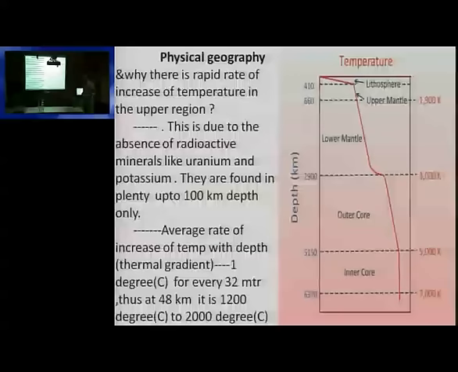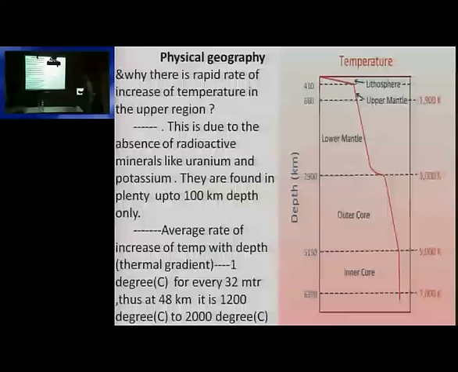Now, the most important aspect of this is that the temperature does not increase linearly. Temperature increases abruptly. This is the temperature axis. See, it is increasing very abruptly, very rapidly, you can see, in an exponential manner. And after reaching a certain point, it increases gradually. And after that, it goes on increasing.